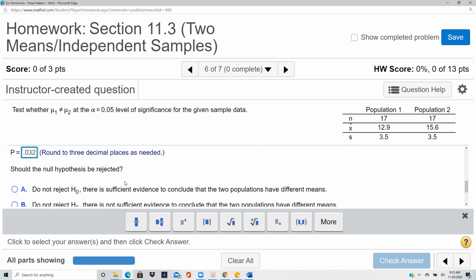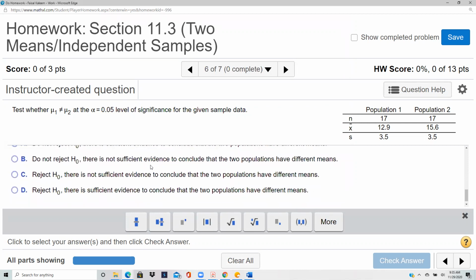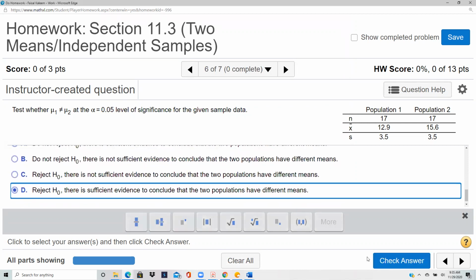Okay, so should it be rejected? So 0.032 is less than 0.05. So yes, reject the null, and when you reject the null, you have evidence.